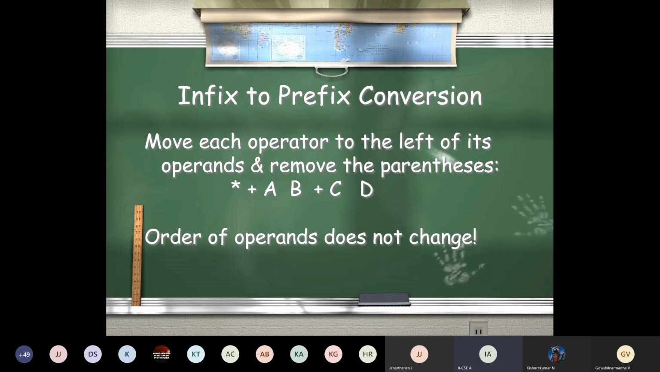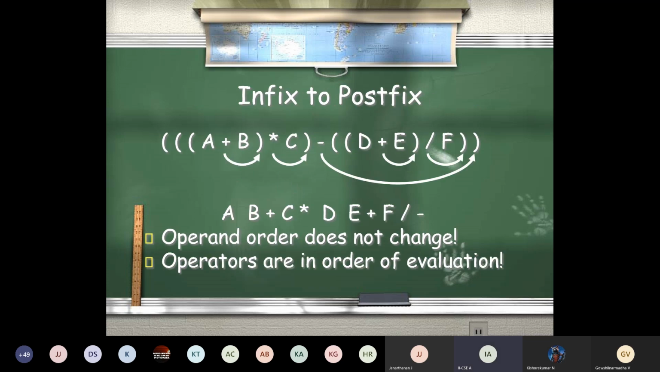Only that plus and star we have moved to the previous positions. Okay, so take down this answer, star plus AB plus CD. We'll see some more examples also. So we'll see one more example, a very large expression, and this is for a postfix notation. Write down this expression.